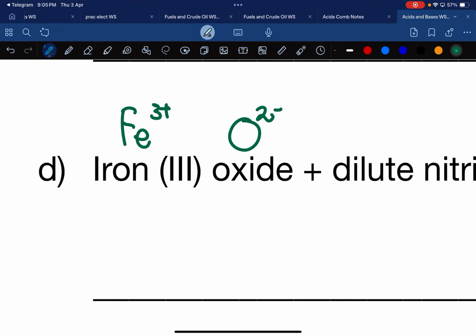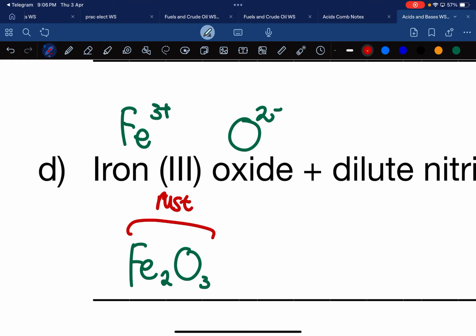Your pluses and minuses must balance out, right? For 3 and 2, what's the closest number where they will balance? 6. Good. How do I get 6? 2 times 3. So I have Fe2O3. This is iron 3 oxide. Fun fact, by the way, this is your rust. When your metals rust, this is rust.